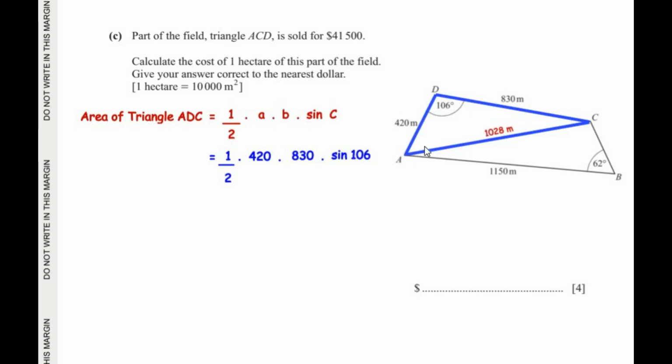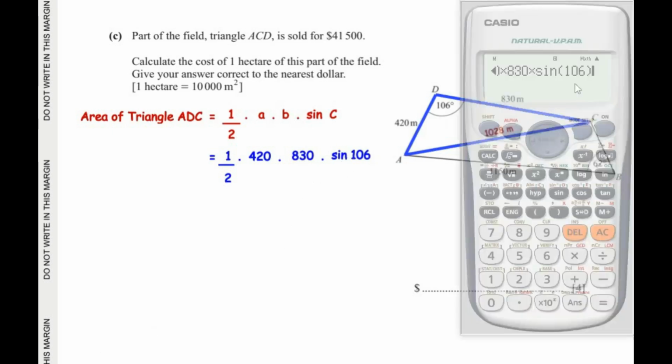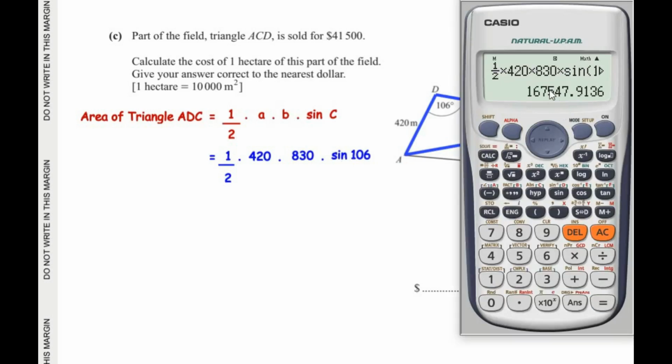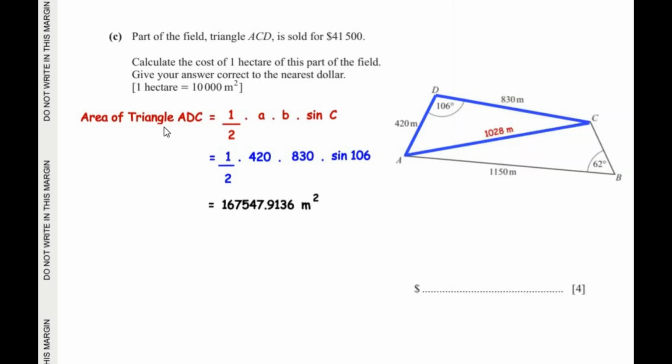Now in this triangle ADC, the two sides which are given to us are AD and DC. So we have written here 1/2 times AD value is 420 times DC value is 830 times sine of the angle which is in between them, that is sine of angle D, sine 106. Now let us see what value this gives us. So this is going to give us the value of area of triangle as 167,547.9136 square meters. So here we have got the area of the triangle ADC. So this area is being sold for $41,500.